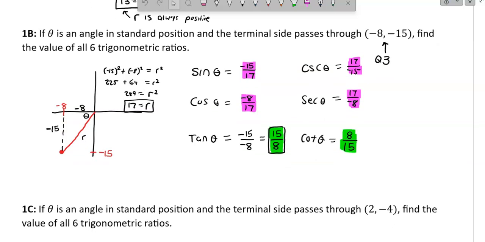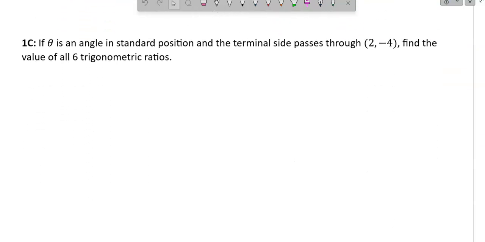So the last problem I want you to try for this one is 1C. So once again, pause this video, try this out, and then we will talk about it in just a second.